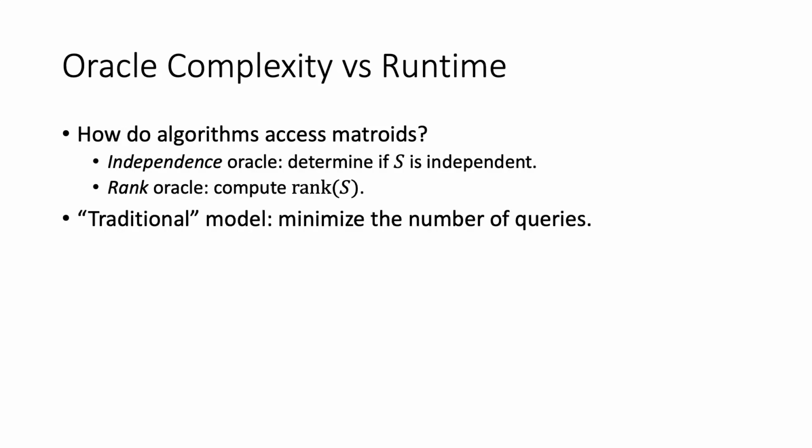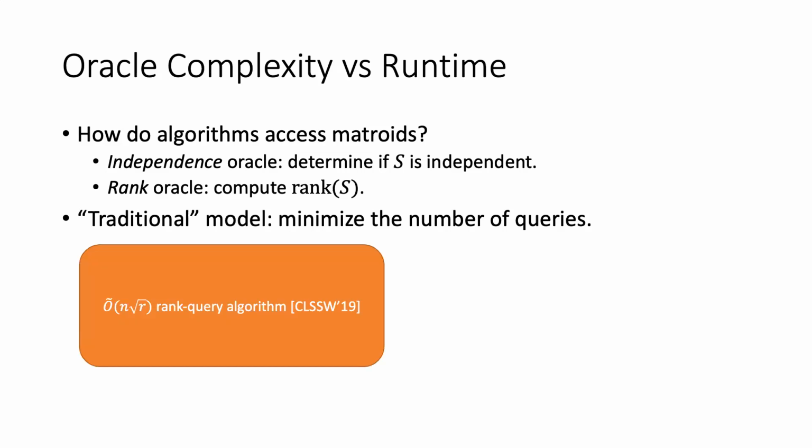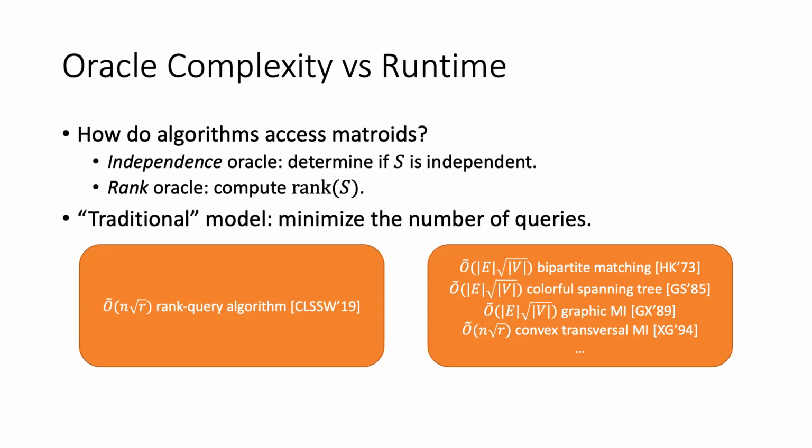So now in the traditional model of matroid intersection, the word traditional is used to distinguish between the models that people have been studying before and the new model that will be introduced later. In this traditional model, our goal is to minimize the number of queries, either independence queries or rank queries, in order to solve matroid intersection or matroid union. But this brings our attention to an interesting question. On one hand, we now know that matroid intersection can be solved quite efficiently. So we have this near-linear rank query algorithm for general matroid intersection by Chakrabarty, Lee, Sidford, Singla, and Wong in 2019.